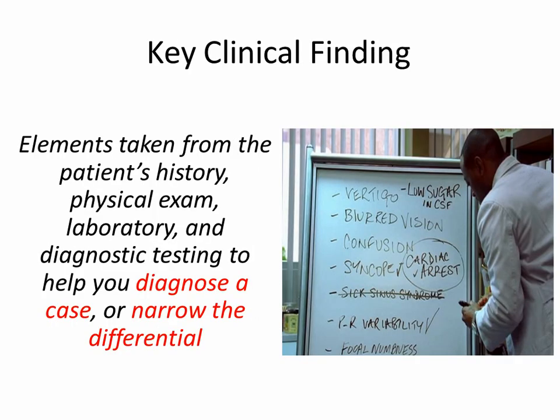So, like we talked about, the term that they're introduced to is key clinical finding. For those of you who don't know, key clinical findings are elements taken from the patient's history, physical exam, laboratory, and diagnostic testing that help you diagnose the case or narrow the differential diagnosis. And here on the side, you see a screenshot from House, which is all clinical reasoning, by the way. Here you have Dr. Foreman, who's written down the key clinical findings of the case that they're currently discussing.